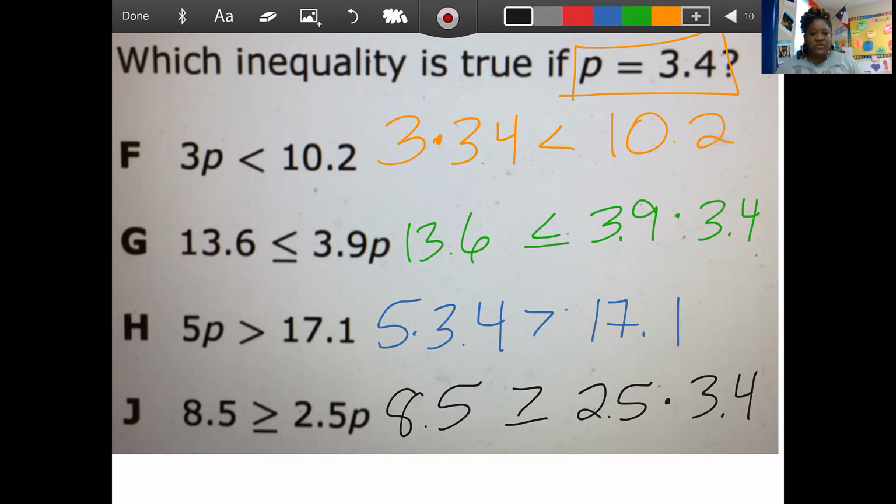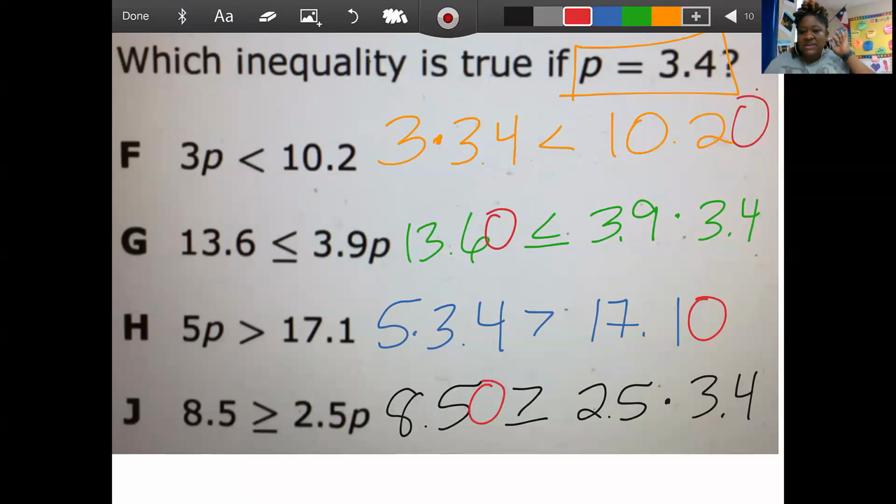That's all I'm going to tell you. Once you solve it, you will have your answer. Solve all of them. And it has to be true. Now, I am going to tell you this one little tidbit. These are like money. So if it's 17.1, $17.10. 13.6 is $13.60. 8.5 is $8.50. 10.2 is $10.20. Turn them into money because it will be easier to decide if your answer is true or false, okay?